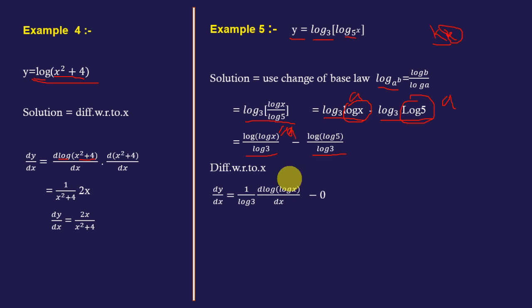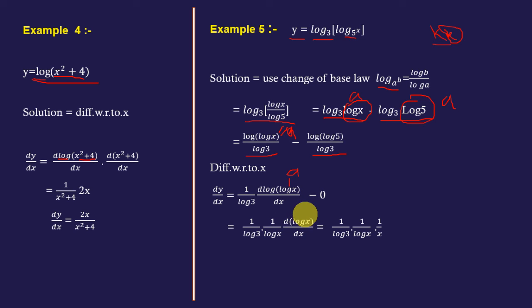Okay, if we consider log x as some a, then the derivative of log a is 1 upon a, and a means log x. So 1 upon log x into the derivative of a, which means the derivative of log x. Here 1 upon log 3 is a constant, the derivative of log of log x is 1 upon log x into the derivative of log x, and the derivative of the constant term is 0, so the right hand term is 0.